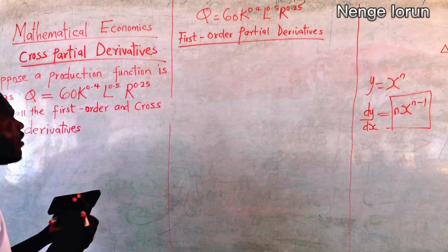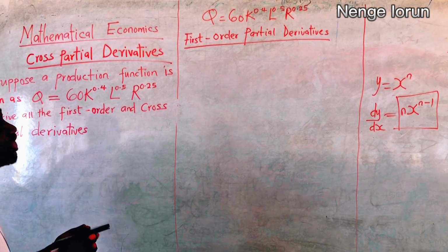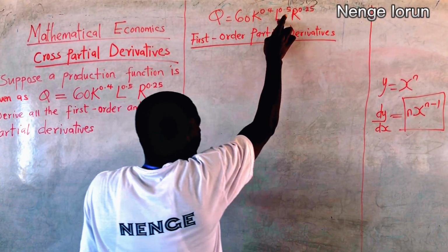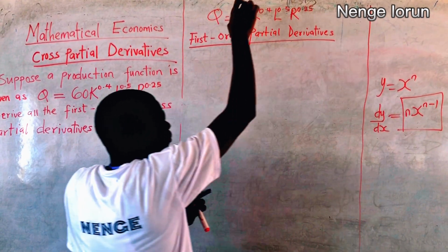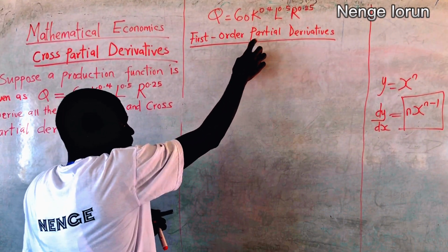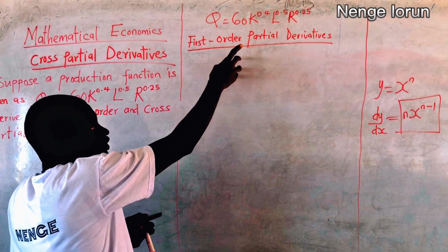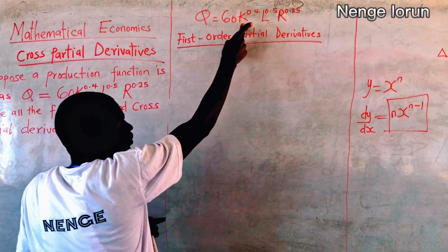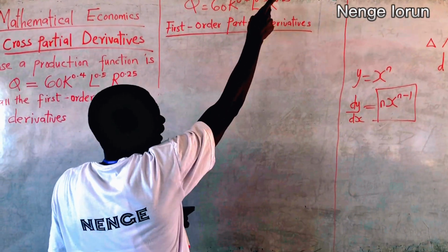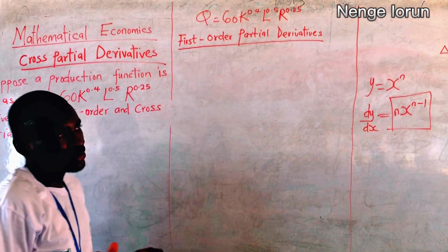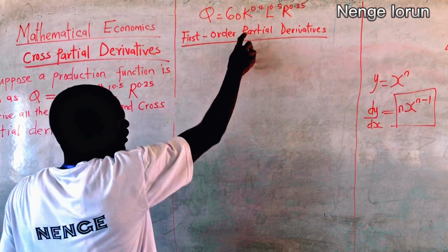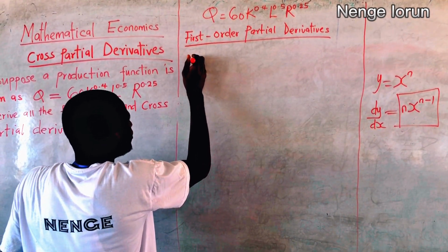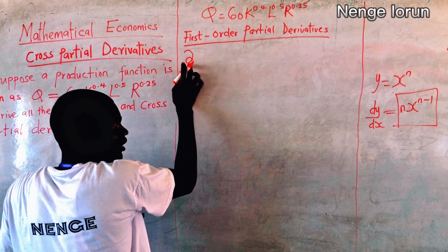So now, to derive all the first order partial derivatives, we must start with this one, followed by this one. So now, you have a word here, partial. It means that if you are differentiating this thing with respect to K, you are going to hold L and R constant. That is the essence of this partial here. So now, the partial derivative of Q, this symbol is very important.